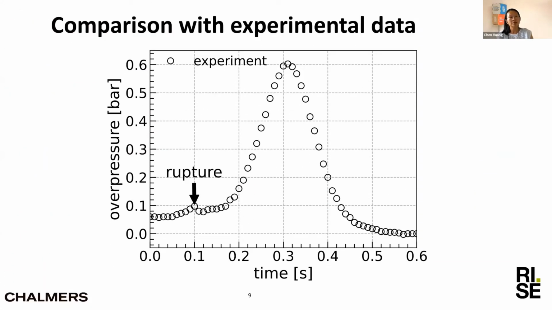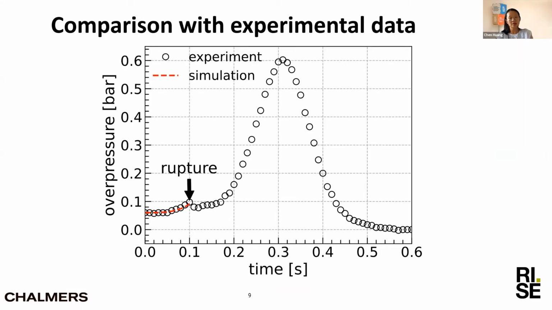And here is some comparison with the experiments. You will see that the y-axis is the overpressure and the x-axis is the time. The symbols are experiments and the line is the simulations. You will see first the spike is due to the rupture of the opening at the activation pressure of 0.1 bar. And we get quite reasonable agreement in the beginning.